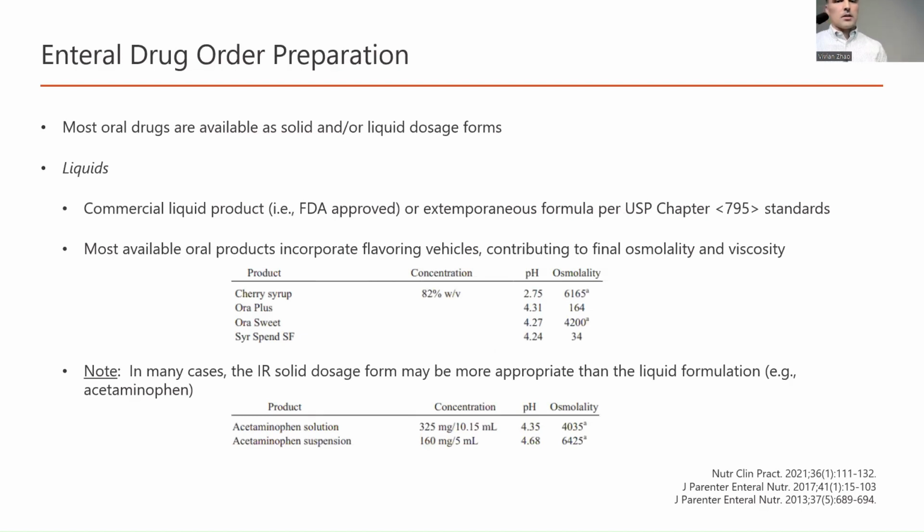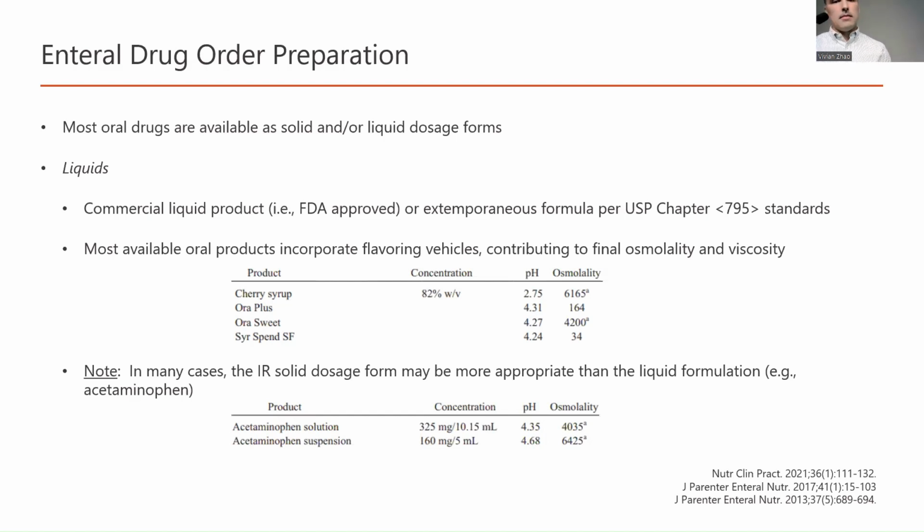Liquids, commercial liquid products, whether FDA approved or extemporaneously compounded per USP Chapter 795 standards. Anytime you think of a liquid medication, you need to think about the osmolality of that medication. And you can see that most available oral products incorporate flavoring vehicles, right, which contributes to the final osmolality and viscosity. Cherry syrup, what's the osmolality of cherry syrup? It's greater than 6,000. And we talked about the desired osmolality for gastric administration being 500 and about 300 for administration via the J-tube, right?